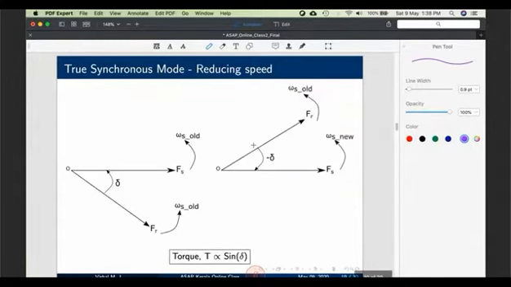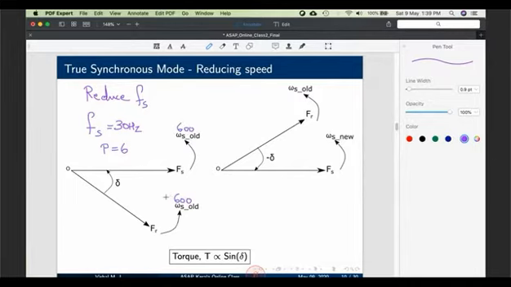Now what if I want to reduce the speed? The answer is you have to reduce the stator frequency. Solution is reduce the stator frequency. Now consider the same case as earlier. Let Fs be 30 Hertz. Number of poles is 6. What is the speed? It is 600 RPM. This was also 600 RPM.